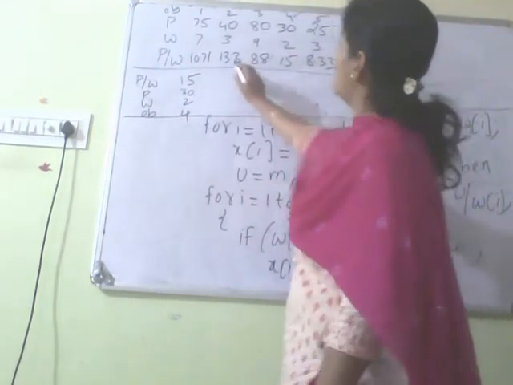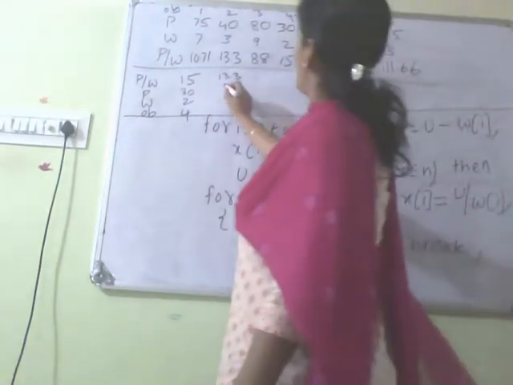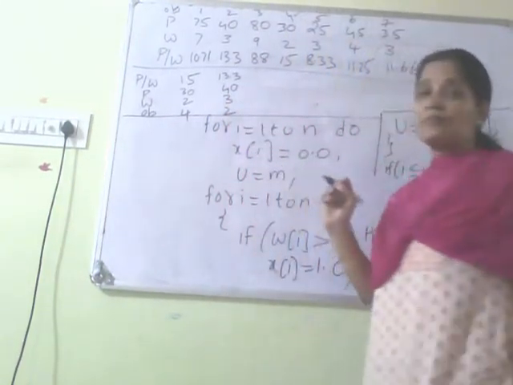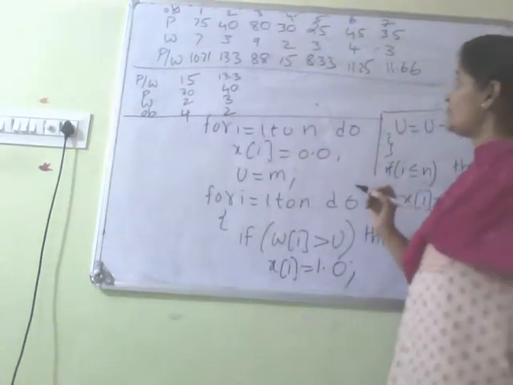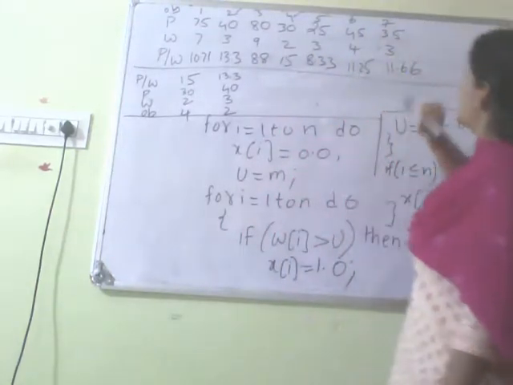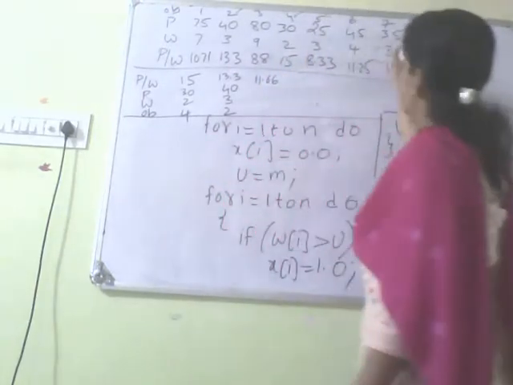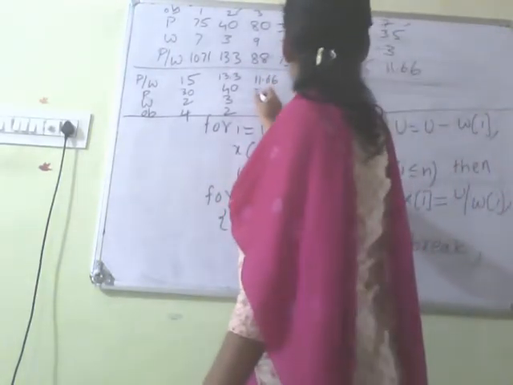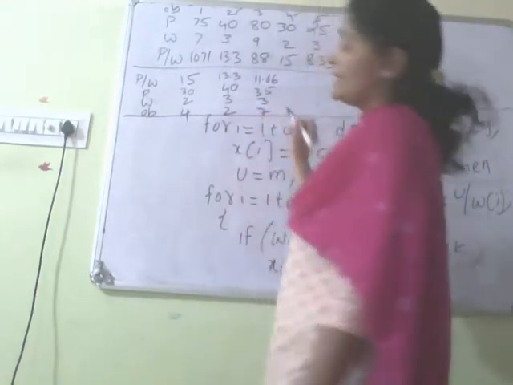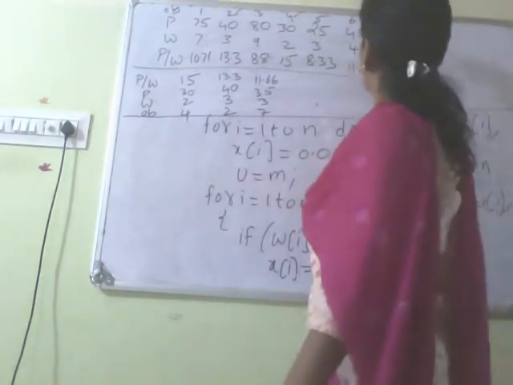What is the next maximum we have? The next maximum is 13.3. The profit is 40, the weight is 3, and the object number is 2. So object 2 we have completed. Which is the next maximum? 11.66 is the maximum. The profit is 35, the weight is 3, and the object is 7. So 7 we have completed.